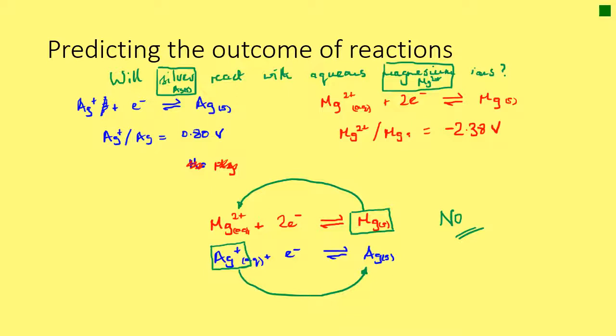Right, so then we have to refer back to the question. The question was asking us about silver solid. Will that react with aqueous magnesium ions? So Mg2+ ions, aqueous magnesium ions. And so we've got magnesium solid, not magnesium ions, and we've got silver ions, not solid silver. So the answer to the question is no. The silver will not react with magnesium ions.